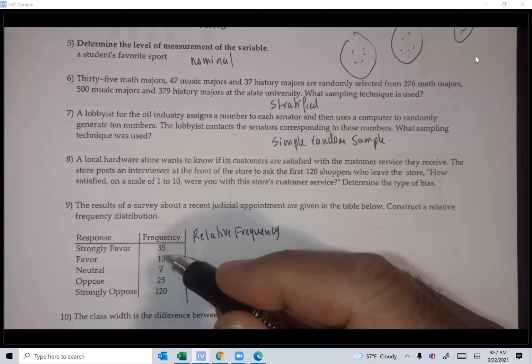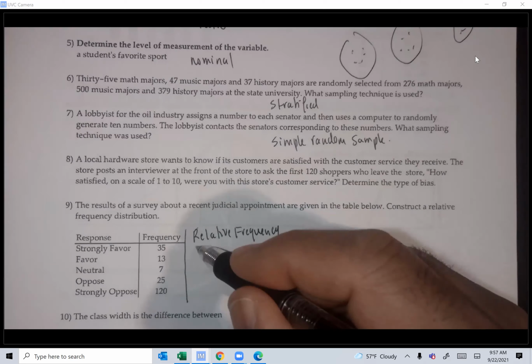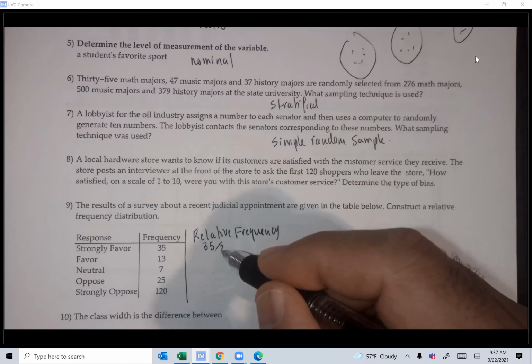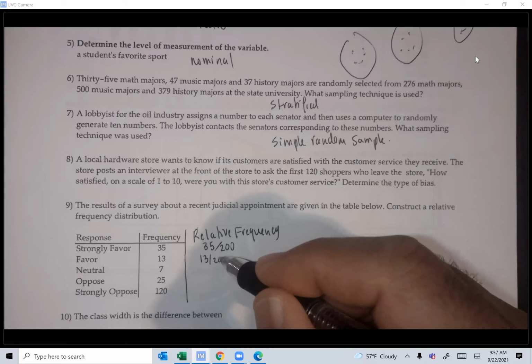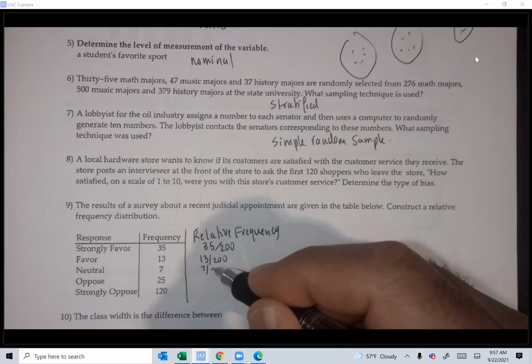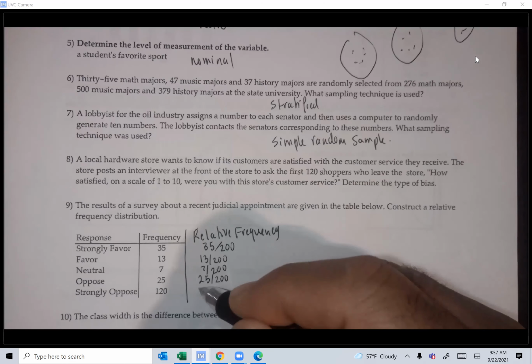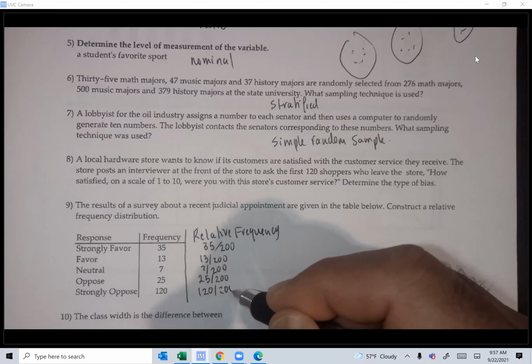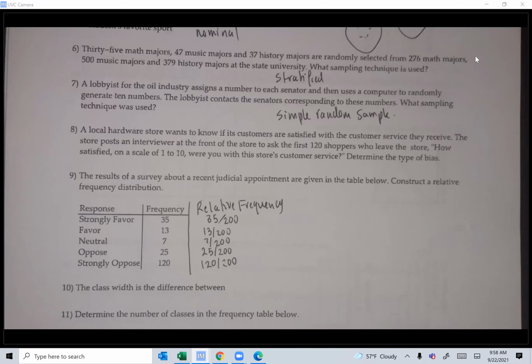So I got 48, 55, 60, 80, 200. So that will be 35 over 200. That would be 13 over 200. That would be 7 over 200, 25 over 200, and 120 over 200, and you are done. That's the relative frequency.